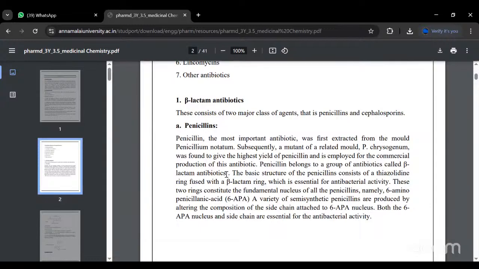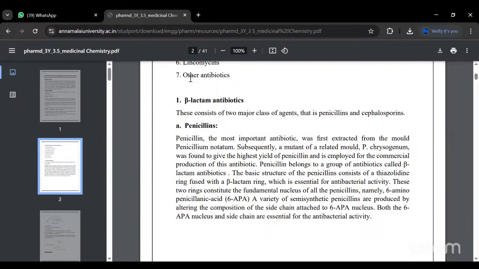Penicillin is the most important antibiotic. It was first extracted from the mold Penicillium notatum. Subsequently, a mutant of a related mold, Penicillium chrysogenum, was found to give the highest yield of penicillin and is employed for the commercial production of antibiotics.